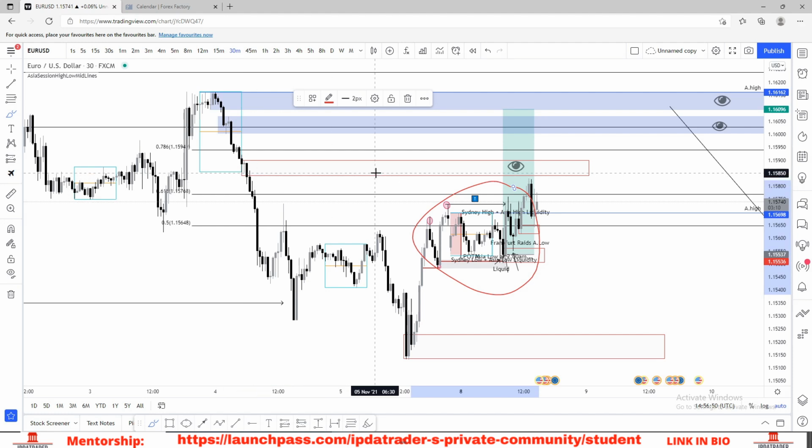So with all that being said, we're going to be jumping right back into the pictures of the trade and we're going to be breaking it down.